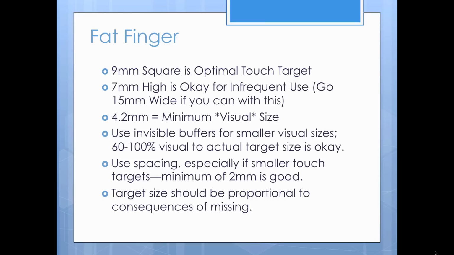There are some guidelines there in terms of spacing. Spacing is important, especially when you have multiple choices next to each other. If you have a menu bar or something like that, you need to be thinking not only about the size, but also about spacing. So if you go smaller than 9mm square, then you might want to start thinking about a little bit more spacing. And as I said before, target size is proportional to the consequences of missing. Obviously, you don't want to frustrate people in general, so it's good to not make it hard.